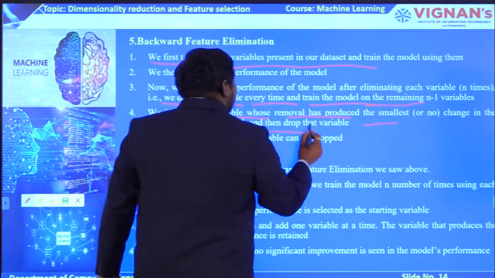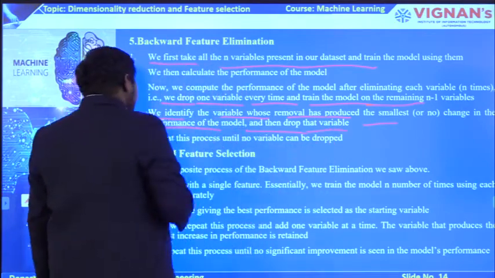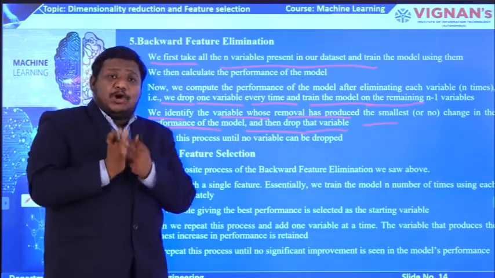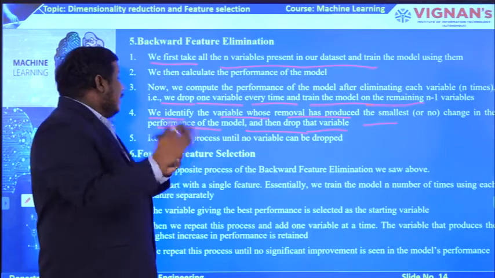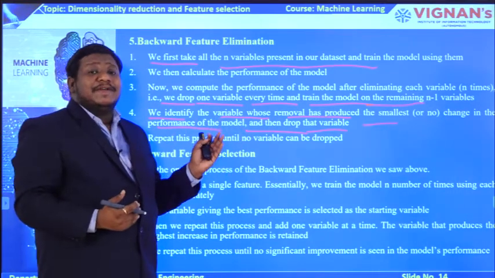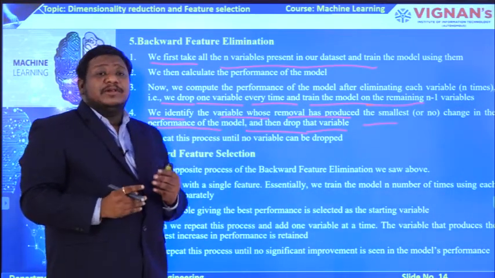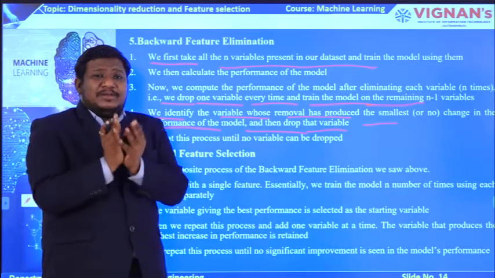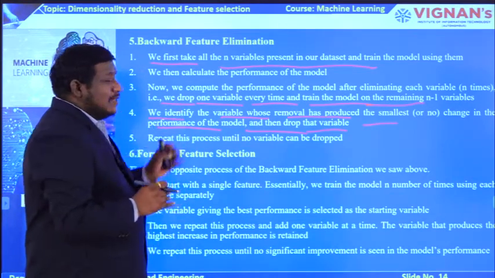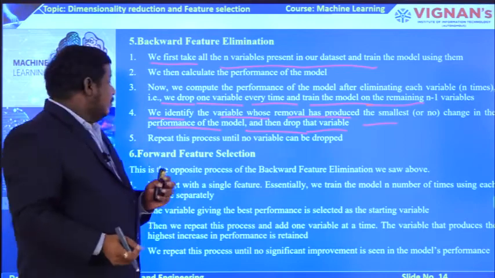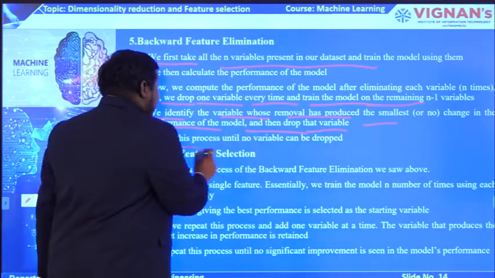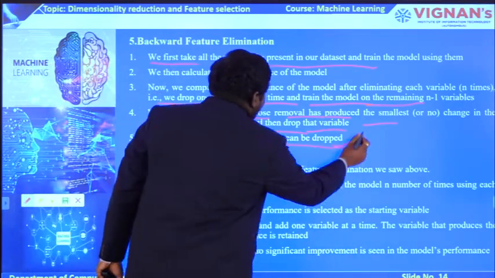We identify the variable whose removal has produced the smallest change in the performance of the model, and that variable will be dropped. That means we identify, by removing it, a variable which does not have much importance or impact on the data set, and then we eliminate that element. Repeat this process until no variable can be dropped.